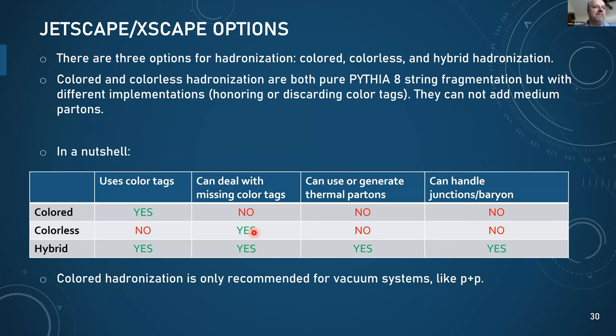The results of colorless are also up there, and I don't think one could necessarily discern from those observables which is better. There are others that will be sensitive to color flow, from which one could discern that. At the time, it just gave us a nice estimate of uncertainty coming from hadronization. With colorless, you can do both in medium and without a medium. With colored, you're restricted to vacuum where you have proper color tags, like color tags that are not zero, let me put it that way.